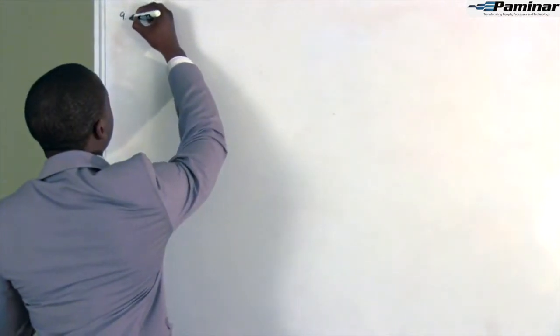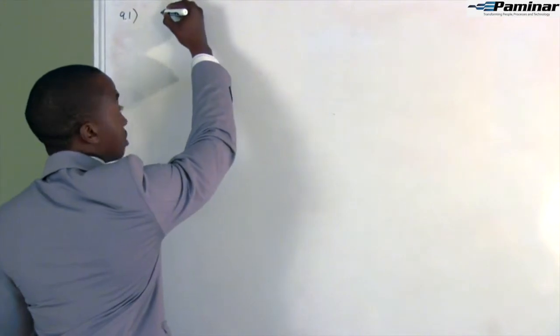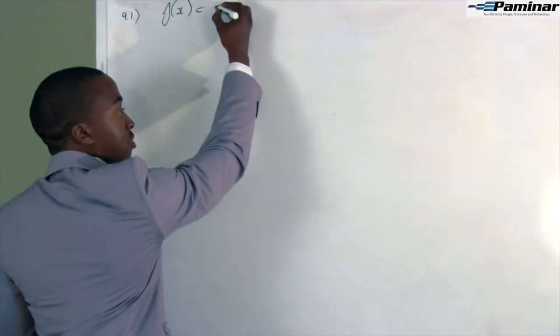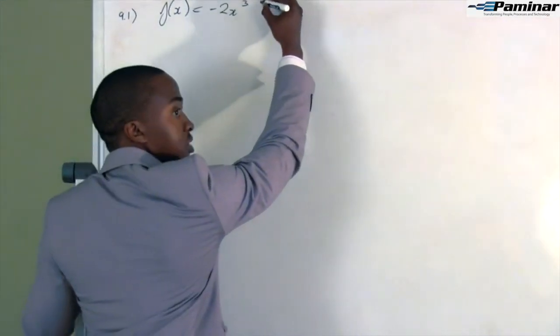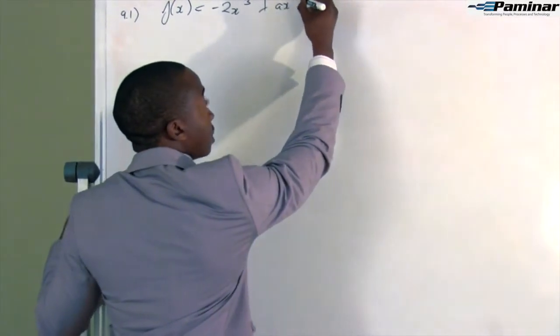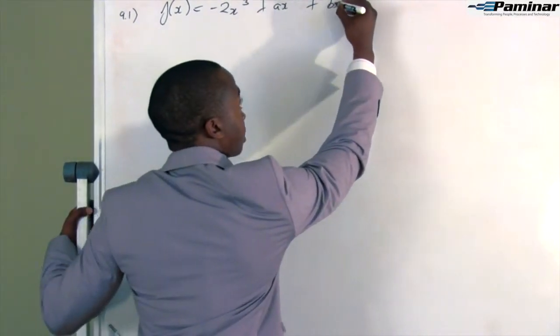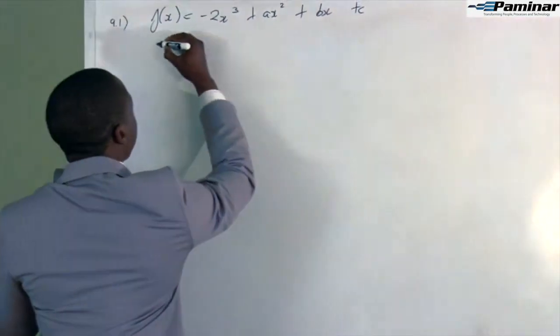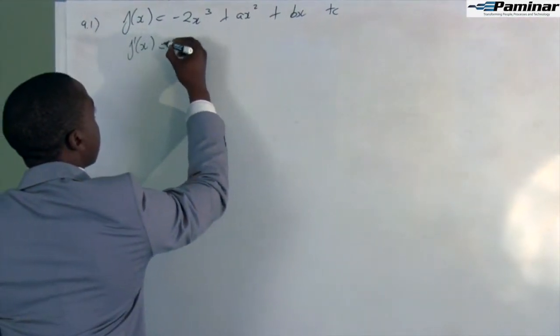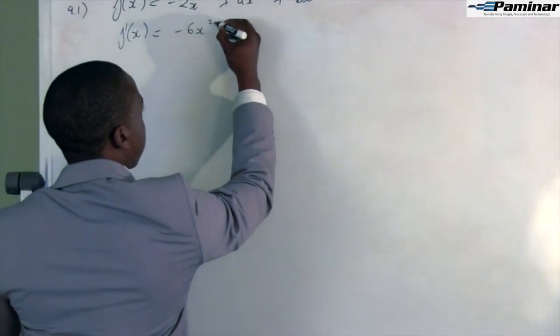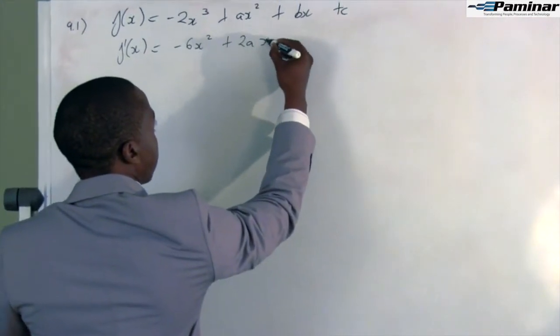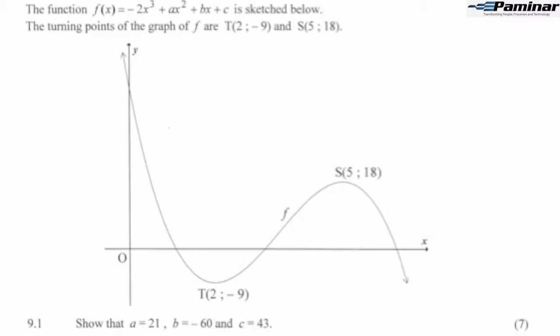Okay, so the function we're using is f of x is equal to negative 2x cubed plus ax squared plus bx plus c. The first derivative will be negative 6x squared plus 2ax plus b.